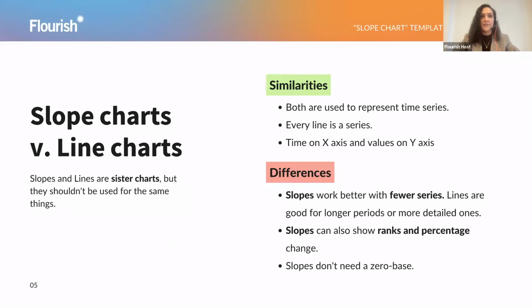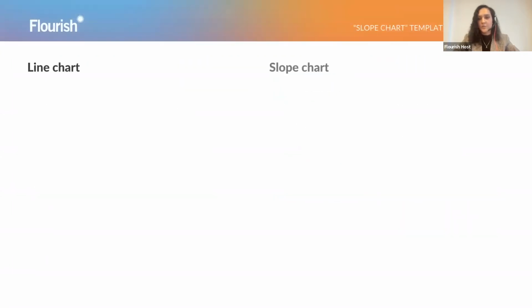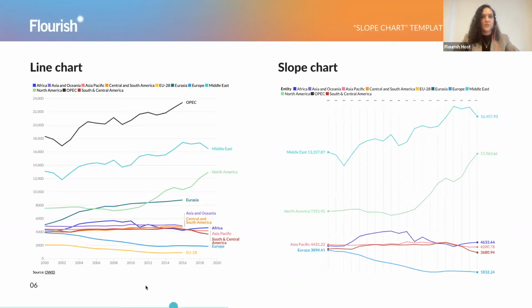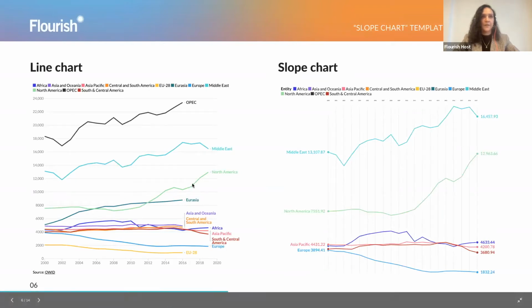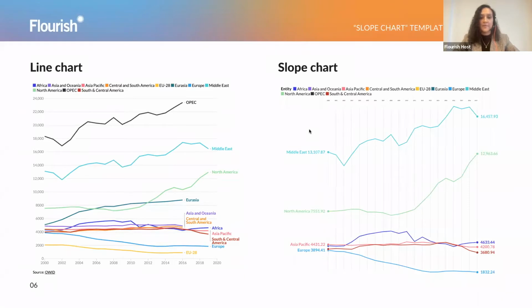However, some differences are that slopes, as I said, work better with fewer lines and with a shorter period of time, so just a couple of years, for instance. Slopes can also show ranks and percentages where lines can't automatically, at least, and slopes don't need a zero baseline. And this is very important. So just to bring this point across, here we can see 2 charts, one made with our line, bar, pie template in Flourish and the other using the slope, and they both have the same data. And this is just to show you that in theory, you are able to arrive at very similar results with both chart types. However, we can see that there are some things that lines are way better at.